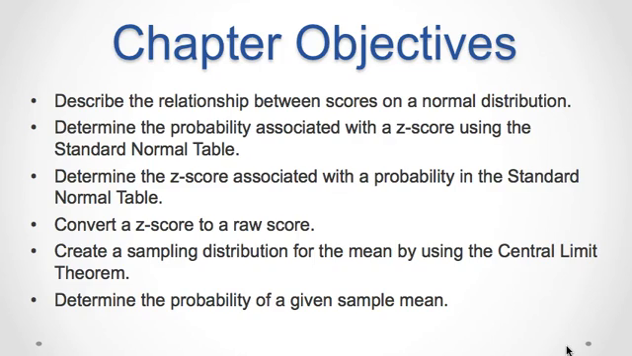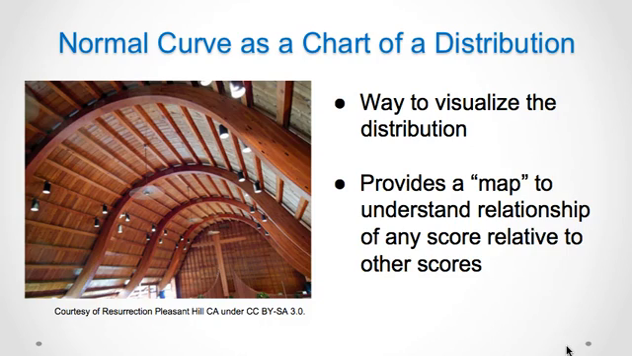In previous lectures, we talked about normal curves and normal distributions. Remember that the normal curve shows where the scores are relative to other scores. The height of the curve shows how frequently those scores occur. The normal curve also shows us how many scores fall above and below the mean or other scores. It provides us a map to understand the relationship of any score relative to all the other scores in the distribution. It's really a great way to visualize the distribution.